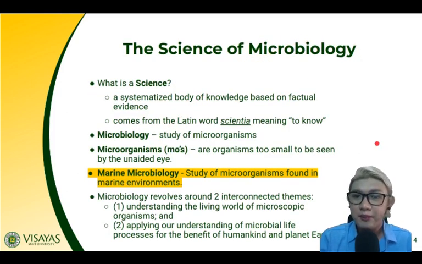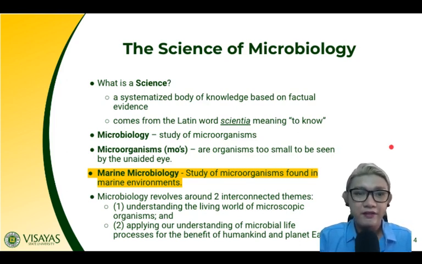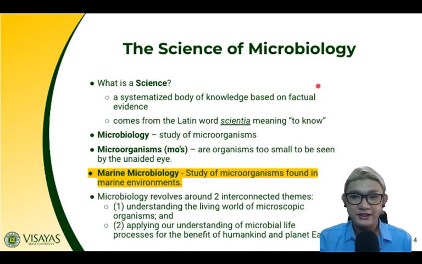Now we know that microbiology is a branch of science. So it is a scientific field. But what is science? So we know that science is a systematized body of knowledge based on factual evidence. And the word science comes from the Latin word scientia, meaning to know. So I know that you have already taken this one up in your previous courses.